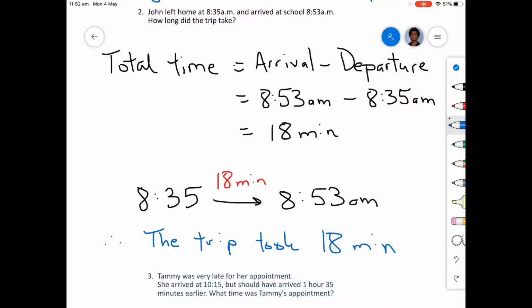Now, in an exam, I'd recommend using this formula version here because that is a much neater way of doing it, and you can show all of your working out instead of jumping straight to 18 minutes. That way, if you accidentally get that subtraction wrong, you can still get a mark for having an equal sign and having your formula written down there as well. Okay, that was question 2.